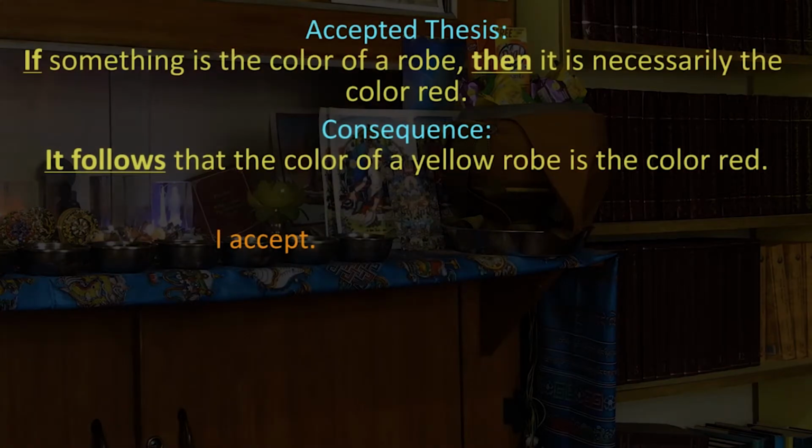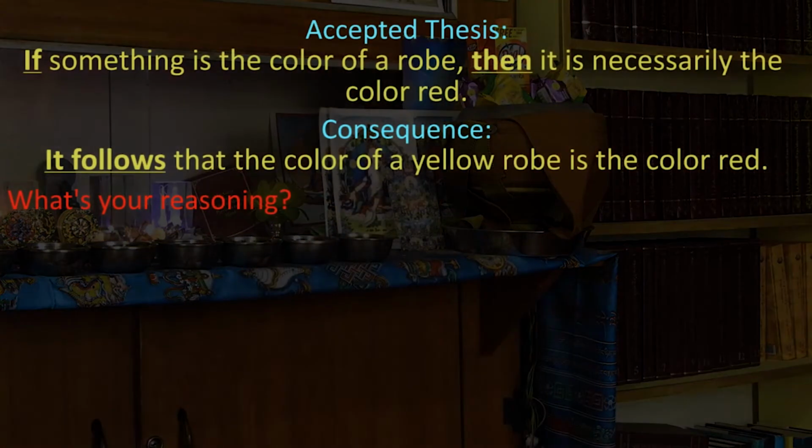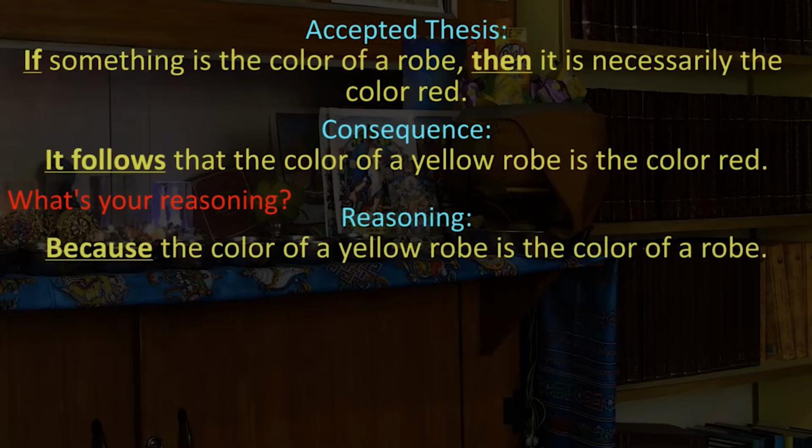And now that I've given a consequence, the person on defense has two ways to respond. They can either accept my consequence and say, yes, I accept, or they can say, why? What is your reason? So these are the only two ways they can respond when they are presented a consequence. So in this case, we'll assume that the person on defense says, what is your reason? And so now I will give a reason, and I will say, it follows that the color of a yellow robe is red because, and I use the word because to indicate that I'm giving a reason. It follows because the color of a yellow robe is the color of a robe.